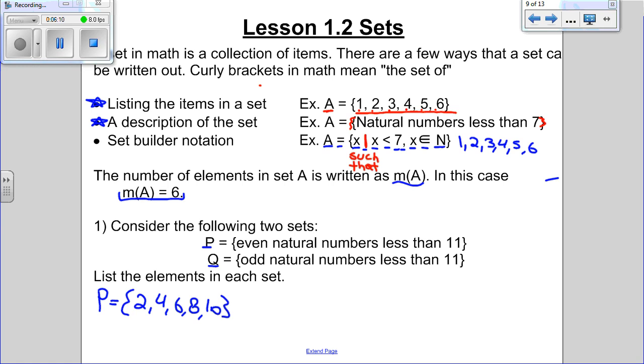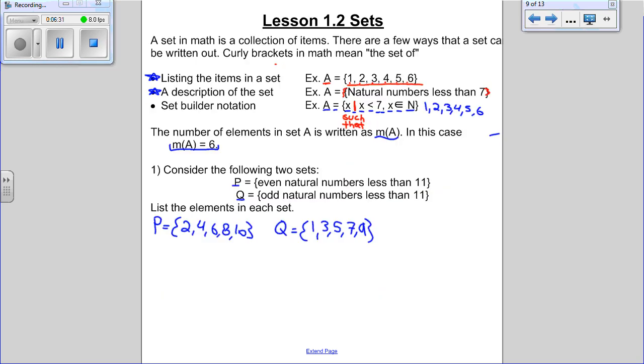Okay, try for Q. So what's in set Q? I want you to write it out on your own. The things in set Q: odd natural numbers less than 11. So write all the members of Q. So odd numbers that are less than 11 would be 1, 3, 5, 7, 9, and we wouldn't include 11 because it's less than 11. So it doesn't include the number.